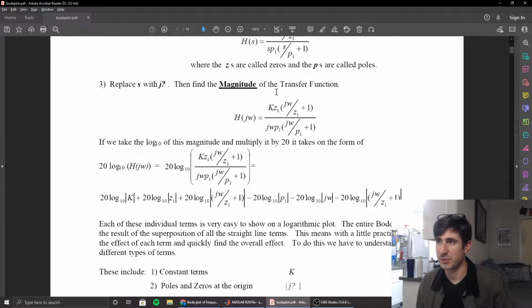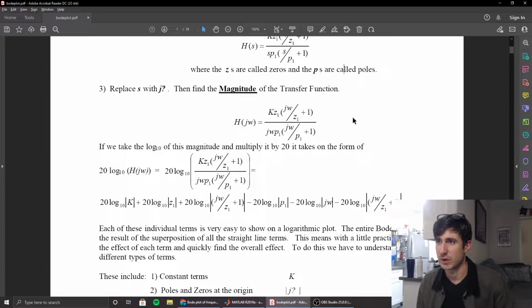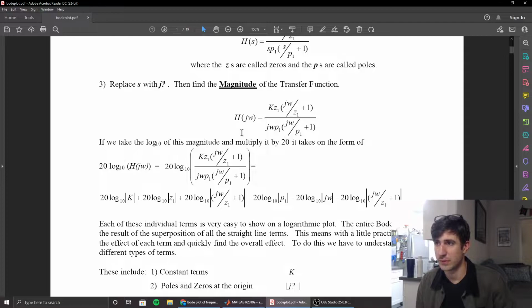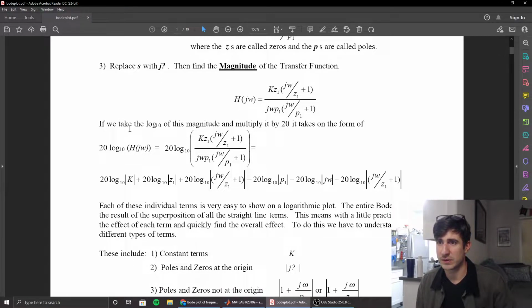Here they find the magnitude of the transfer function, so you want to replace s with j omega. Those two are synonymous, as you should know. And now here's the part that you really want to pay attention to. Here we have our transfer function in the standard form, and we want to take log 10 of this magnitude and multiply it by 20, because that's putting it into the decibel scale. That's why we do that. So 20 log 10 of H of j omega equals 20 log 10 of this function. And then if you work out the logarithm rules, this is the form that it comes out to right here.